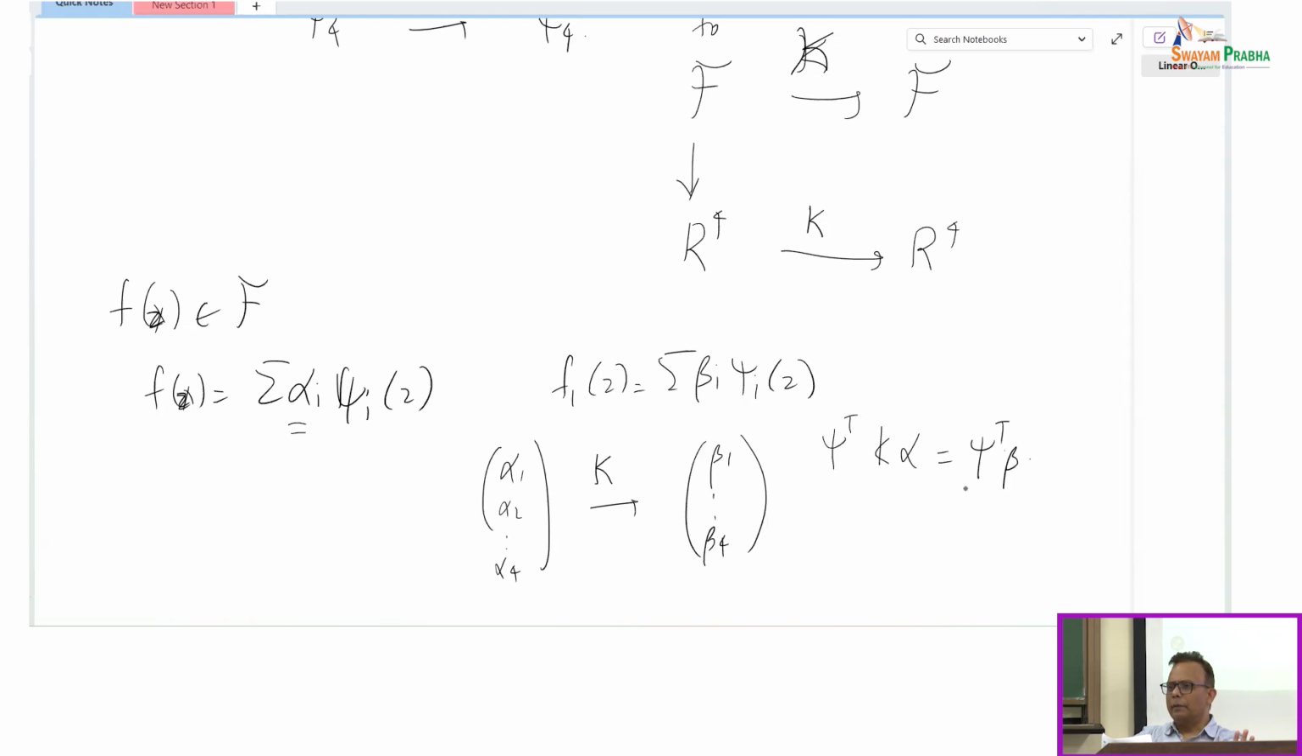Koopman is an infinite dimensional operator, but for this example, it just happens that I was smart enough to find the right set of bases which gives me a finite dimensional matrix representation of this Koopman operator. I may not be lucky all the time, or I may not be smart all the time, because the system may be different. That makes sense?